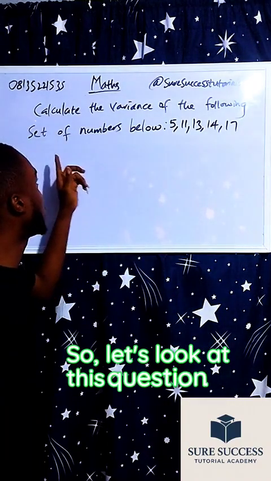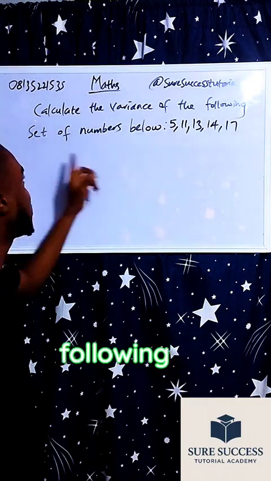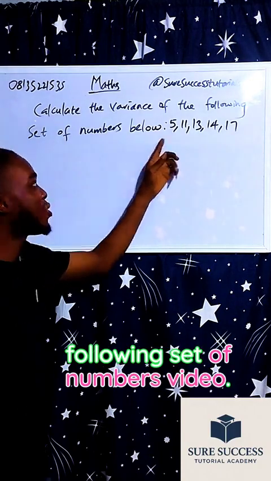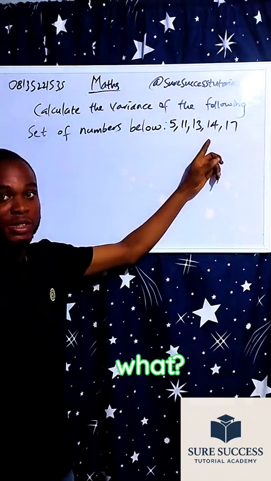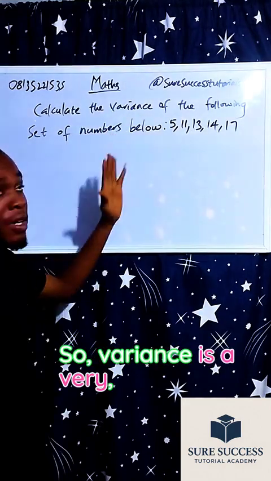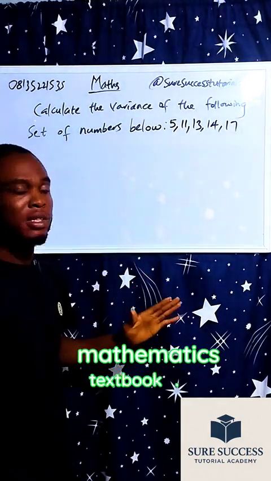So let's look at this question. Calculate the variance of the following set of numbers below. So we have 5, 11, 13, 14, and 17. Variance is a very strict topic. Just go through your mathematics textbook.